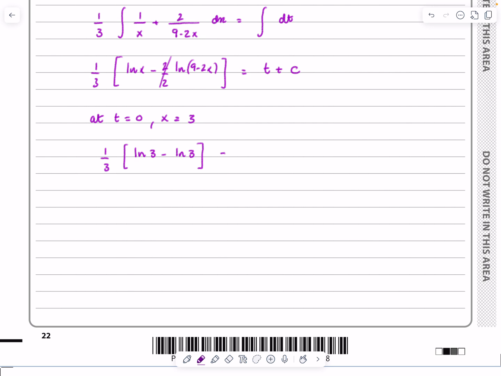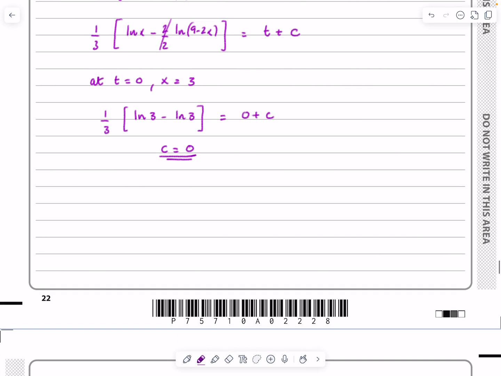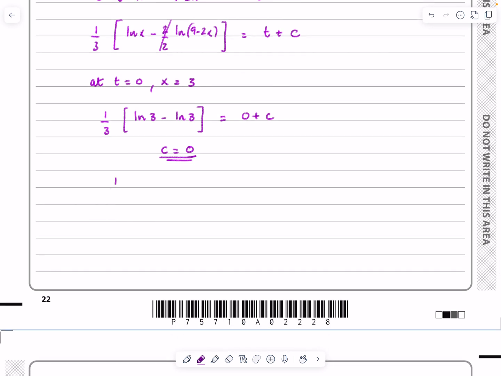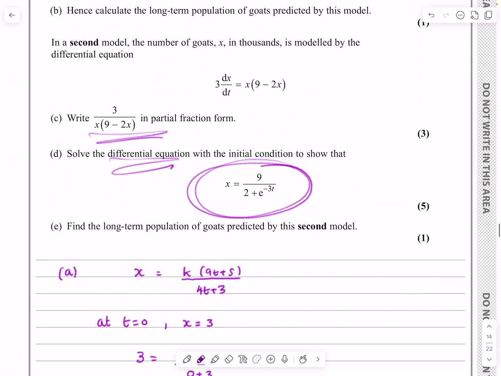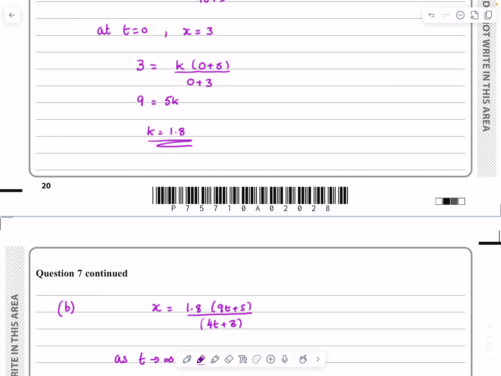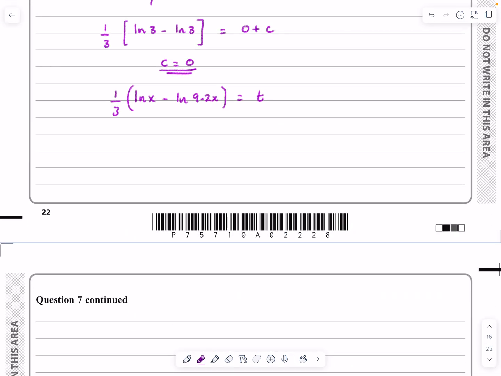That's going to be 0 anyway, is equal to 0 plus c, so c works out to be equal to 0 anyway when I'm looking at my answer here. So my answer now becomes 1/3 log x minus log 9 minus 2x is equal to t. And what they asked us to do, a long way up, isn't it, is to get x equals that. And you just think, okay, well, what I've got to do is rearrange and make x the subject of the formula here. Not going to be too complicated.